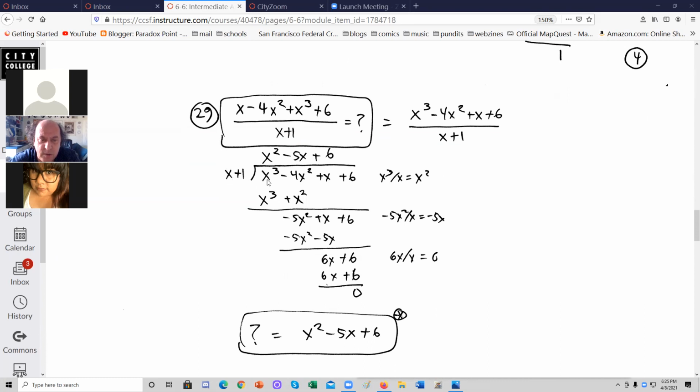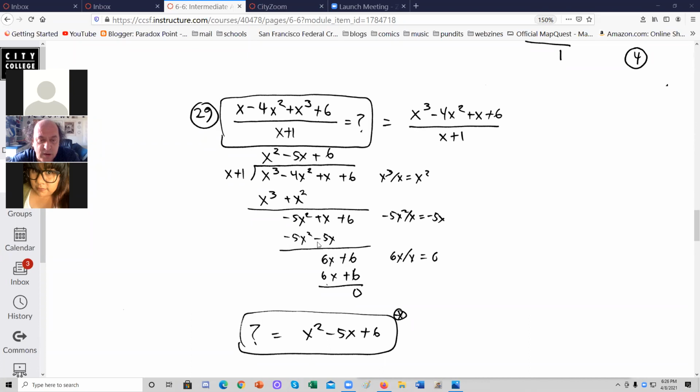Divide the leading terms, x cubed over x is x squared into the quotient. X squared times x plus 1 is x cubed plus x squared. Subtract, left with a negative 5x squared here, plus x plus 6. Divide leading terms, minus 5x squared over x is negative 5x into the quotient, times x plus 1 is minus 5x squared minus 5x. Subtract, x minus negative 5x is x plus 5x, that's 6x, plus a 6.